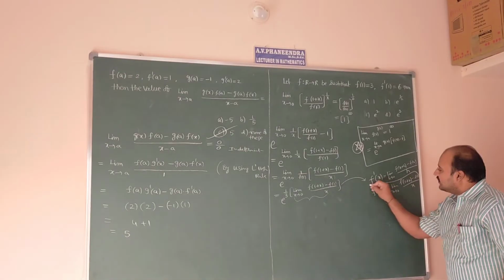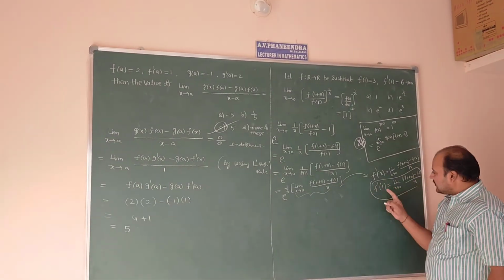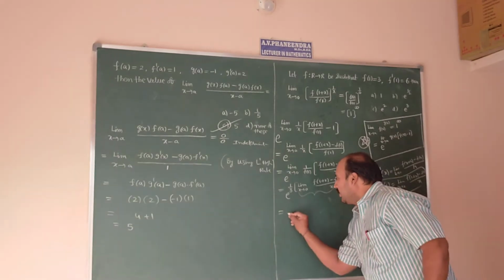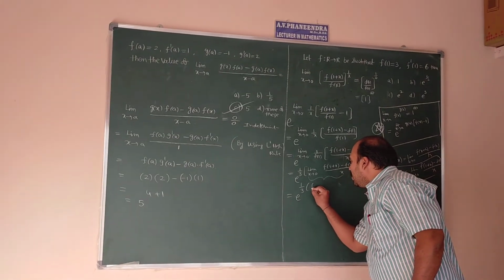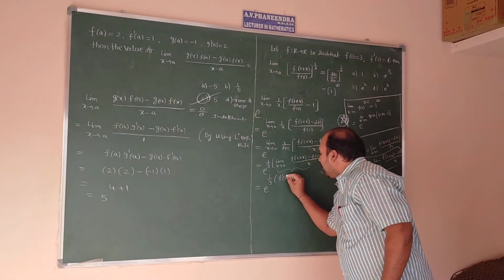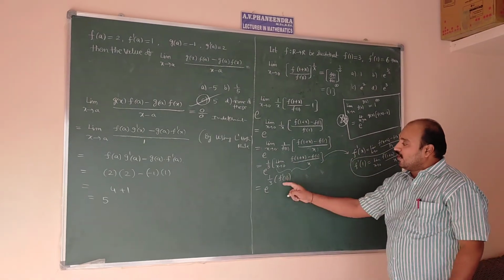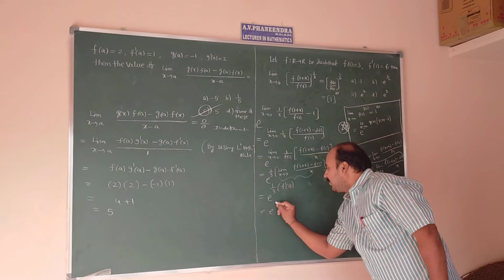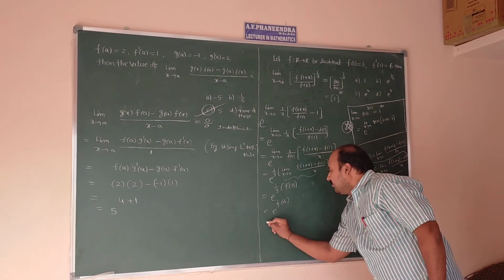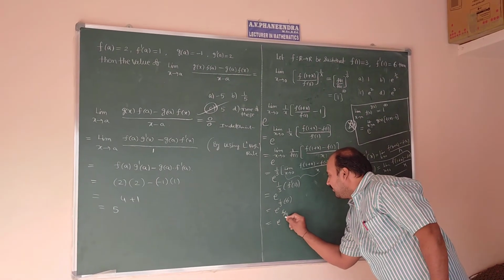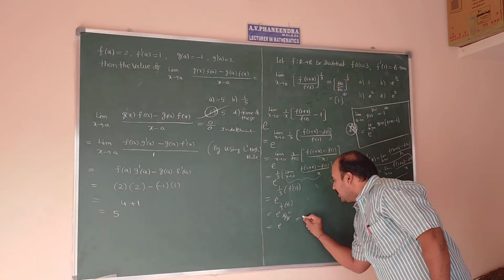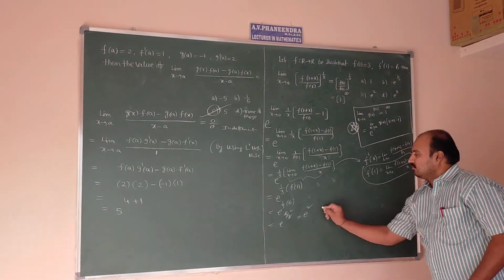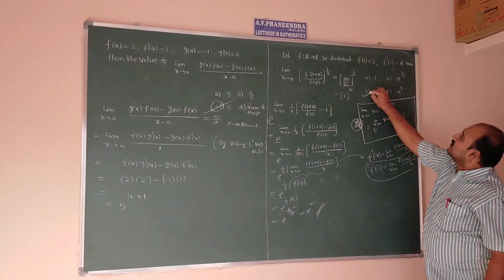So this bracket value we are going to write as f dash of 1, which is equal to e power 1 by 3 into f dash of 1, the derivative of the function at x is equal to 1. f dash of 1 value is also given, 6. Therefore, e power 1 by 3 into 6, which is equal to e power 6 by 3, 3 ones are 3, 3 twos are 6, which is equal to e square. e square is there in the third option.